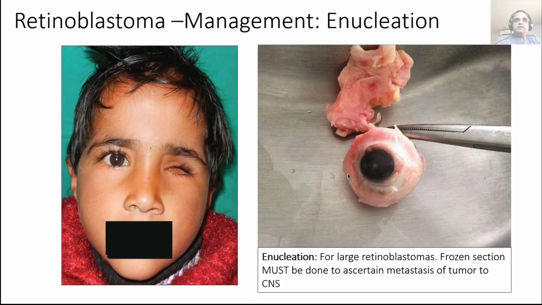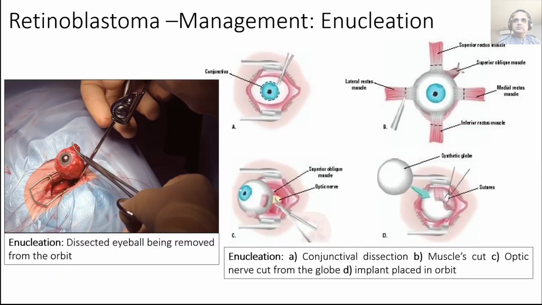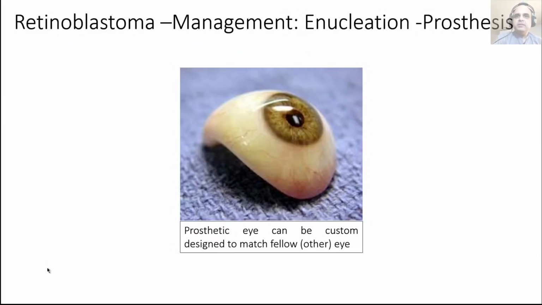So this is a child with enucleation. We have already talked about enucleation before. We have already talked about frozen section. You can go back and refer to trauma or ocular surface anomaly discussion for both of these things. Again, some pictures showing how enucleation is done. Post-enucleation, a prosthetic eye can be implanted. We've already talked about prosthetic eyes. Again, we were talking about ocular trauma, and these prosthetic eyes can be customized to match the fellow eye, which is really important for cosmetic appearance.